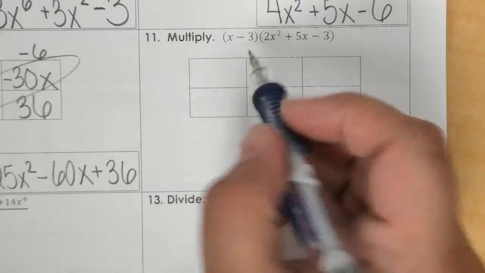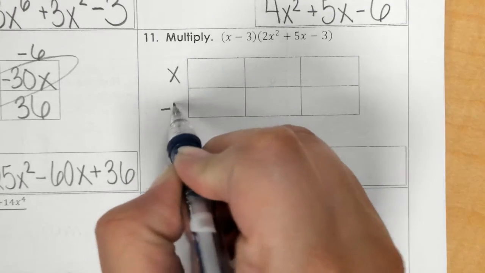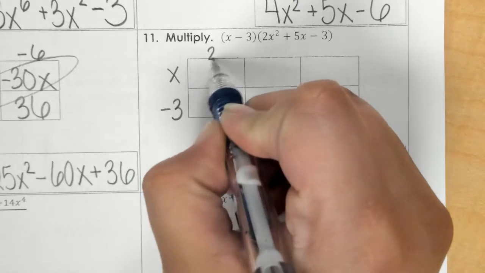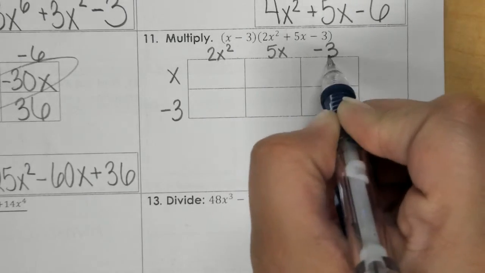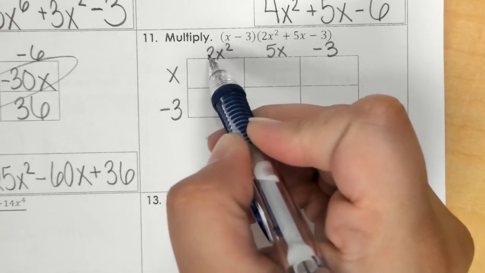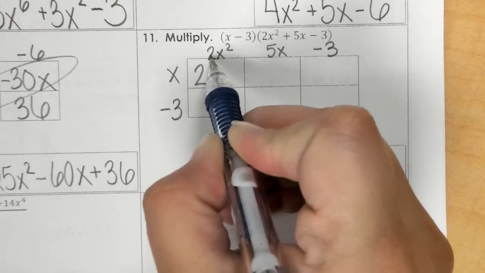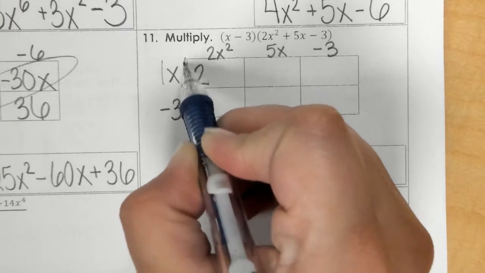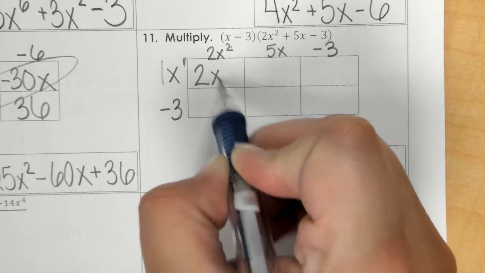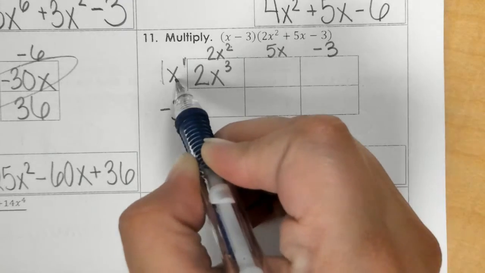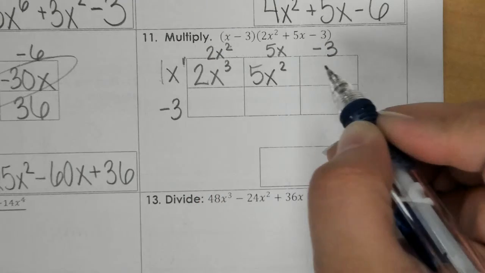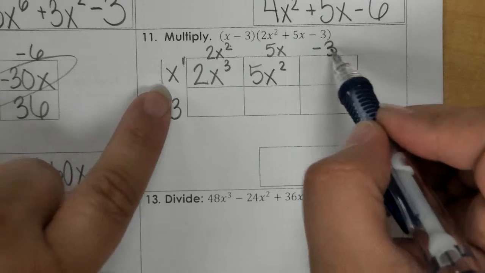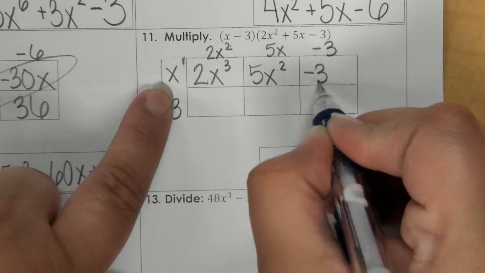For number 11, we write the x minus 3 to the side. And we're doing 2x squared, 5x and negative 3 at the top. So I'm going to go 2, because 2 times 1 is 2, add my exponents, I get x to the third. 1x times 5x is 5x to the second power. And then x times negative 3 is just negative 3x.